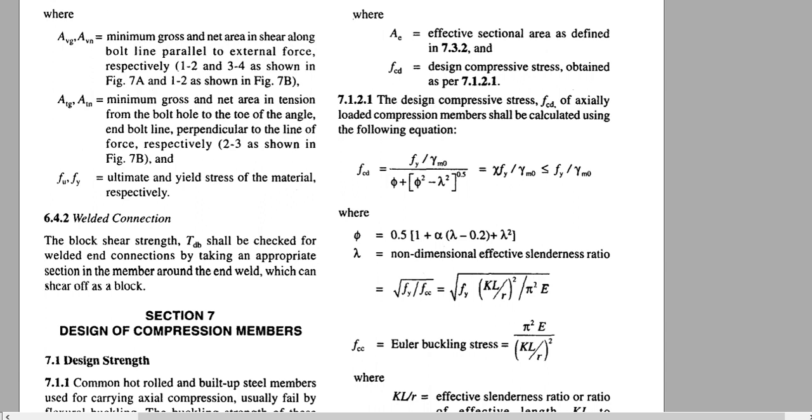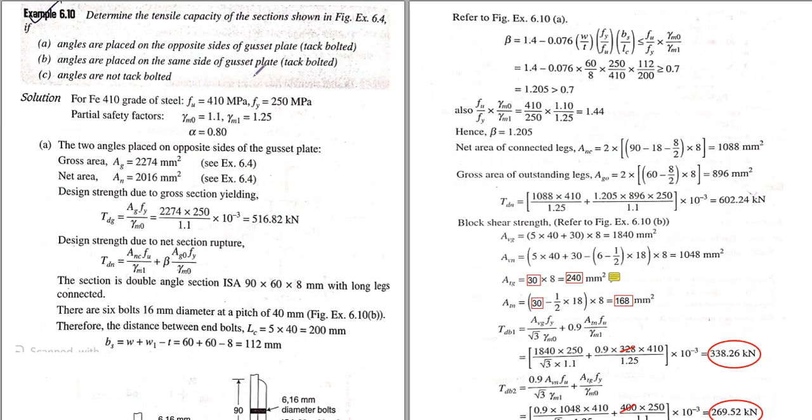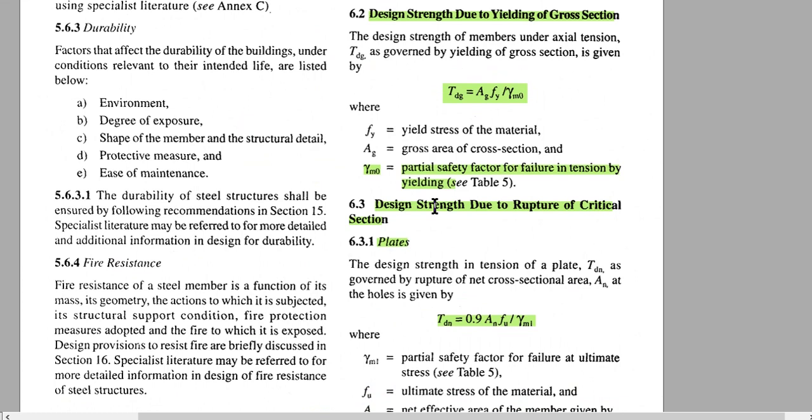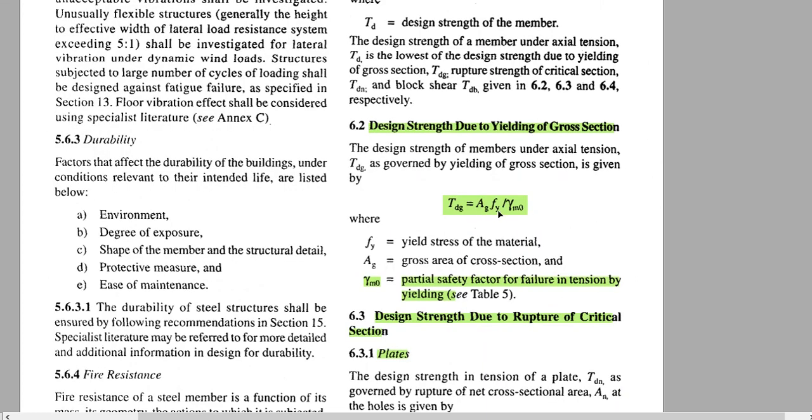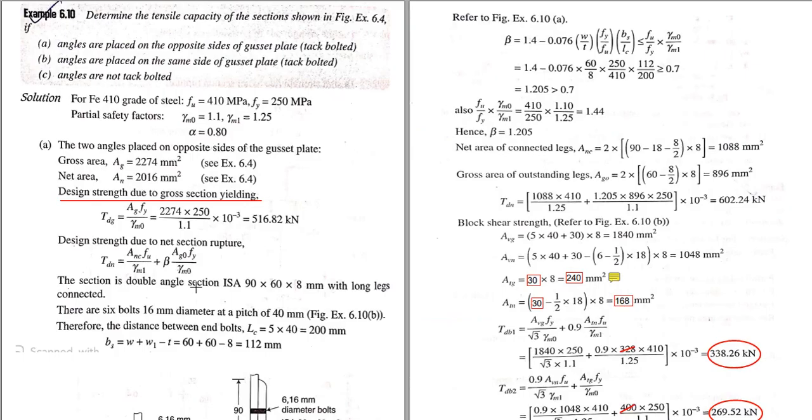So let us go back to the question. Here the first point is we have to find the gross design tensile strength due to gross section yielding. That means this one. So the formula is this; let us go back to the formula here. Tdg is equal to Ag into Fy by gamma m0. So Ag is this, Fy is this 250, and gamma m0 for yield strength is equal to 1.10, into 10 to the power minus 3 to convert into kilonewton.